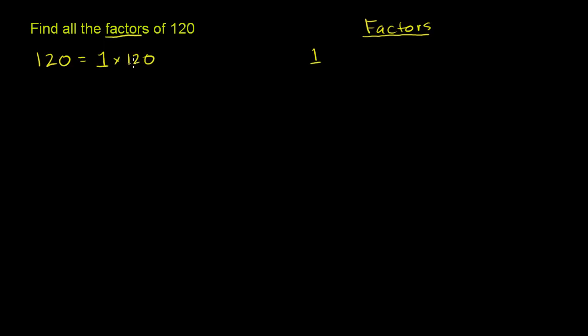You can't have something larger than 120 dividing evenly into 120. 121 will not go into 120. So the largest factor on our factors list is going to be 120. Now let's think about others.